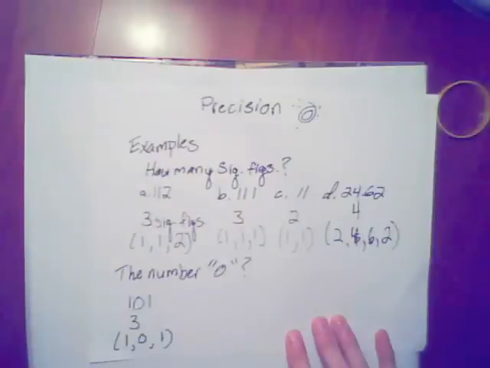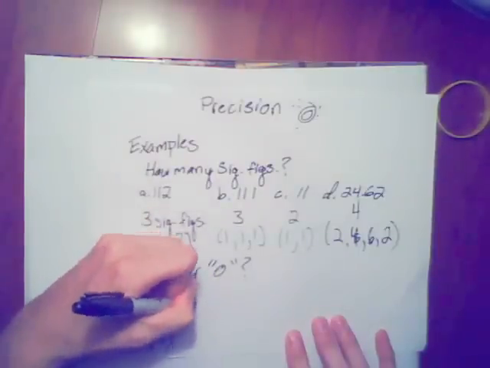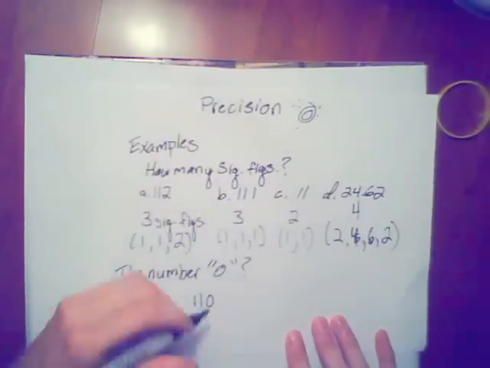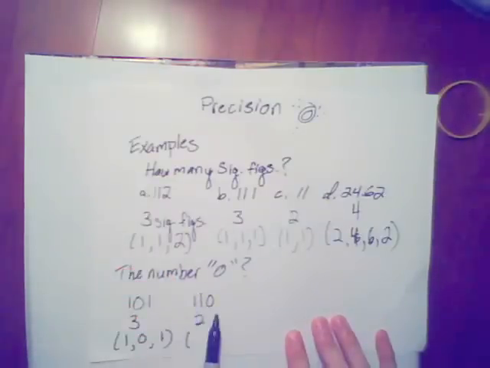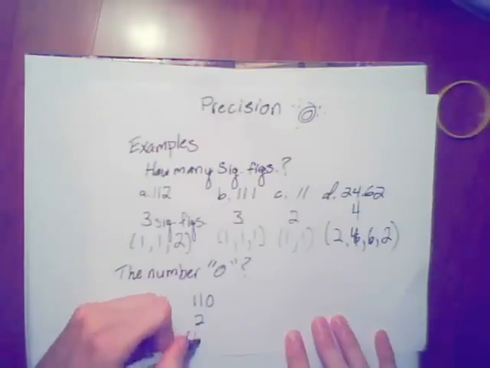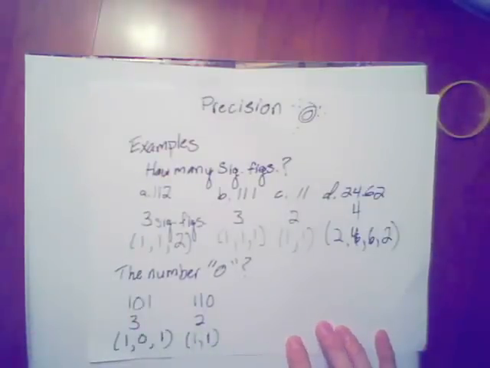I guess another example of what this wouldn't be is if you, say, had 110. You would only see 2 significant figures because this 0 right here is only out on its own. It's not sandwiched between anything. So the only 2 significant figures are 1 and 1.